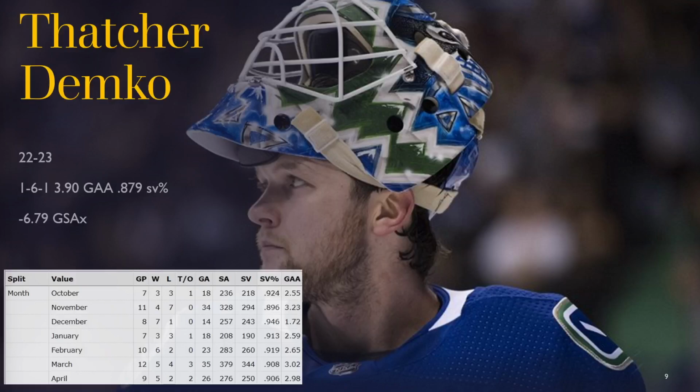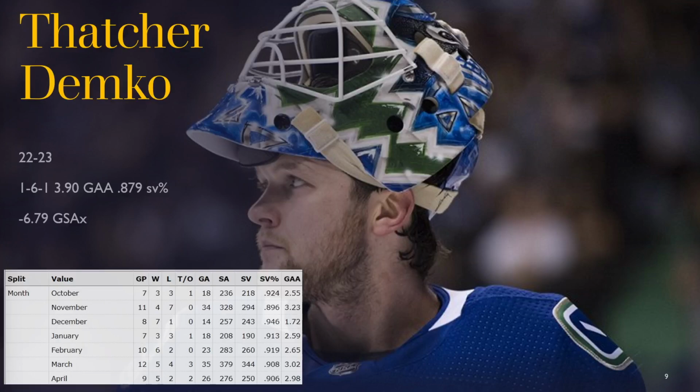So Demko's record this year is awful. So Fleury looks like an upgrade by comparison. 1-6-1, 3.9 goals against, and an .879 save percentage is really bad for a guy you probably drafted in the 4th to 6th round as your G1. The troubling stat is that minus 6.79 goals saved above expected, which is indicative of his play as opposed to his defense. Now, Vancouver is 18th in the league in expected goals against, 24th in the league in expected goal differential. So there is a team element to this as well.